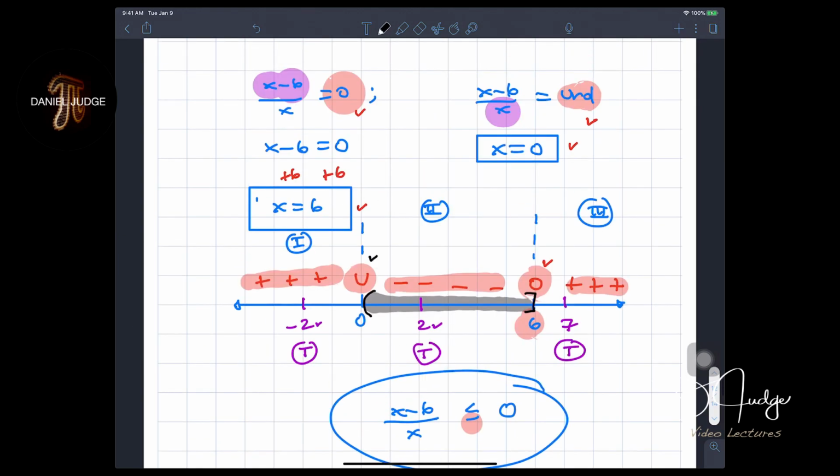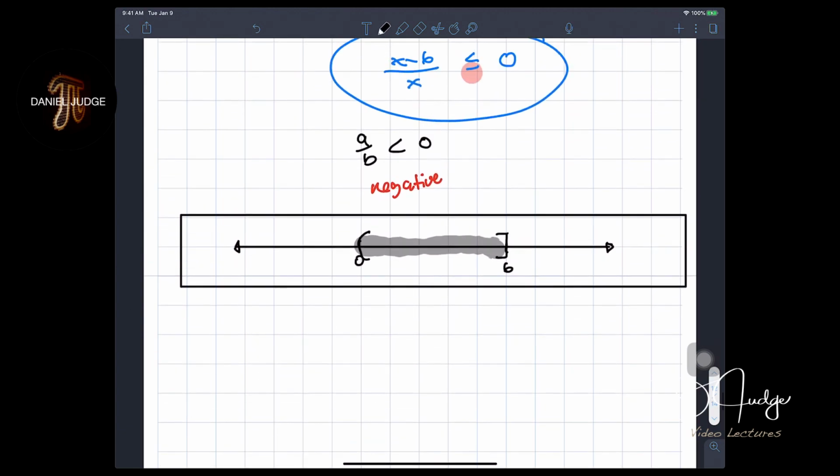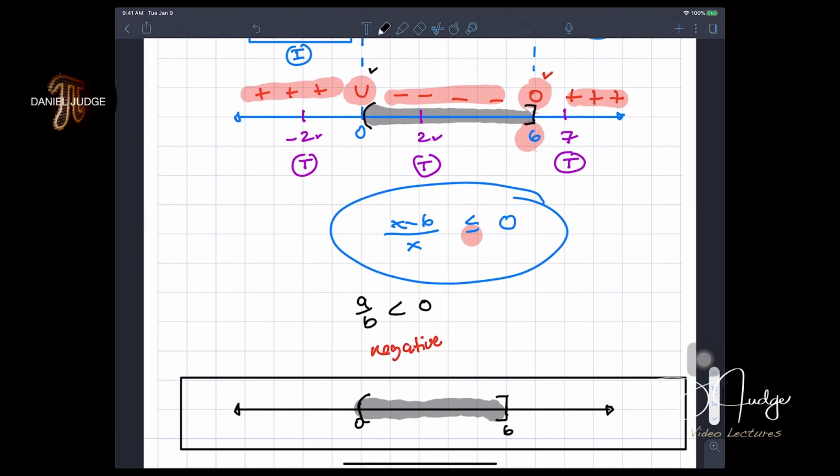So that's kind of what's going on here with these fractions. I hope I answered that question. Are you guys okay with that idea? The difference here is you have to find where the fraction's undefined, because it could be part of the answer or not part of the answer.